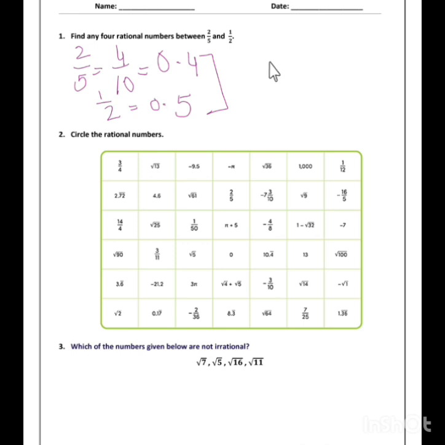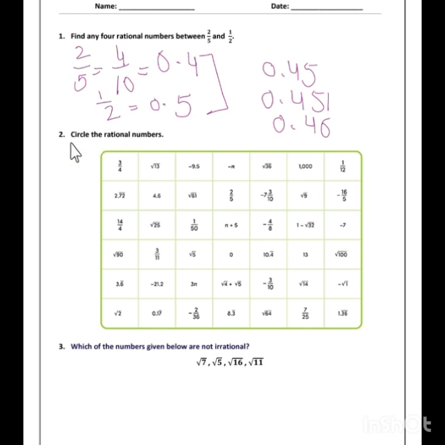So let's say one number is 0.45, one number is 0.451, one number is 0.46. So any number. There are many, infinite rational numbers between these two decimal points. So I hope this is clear.